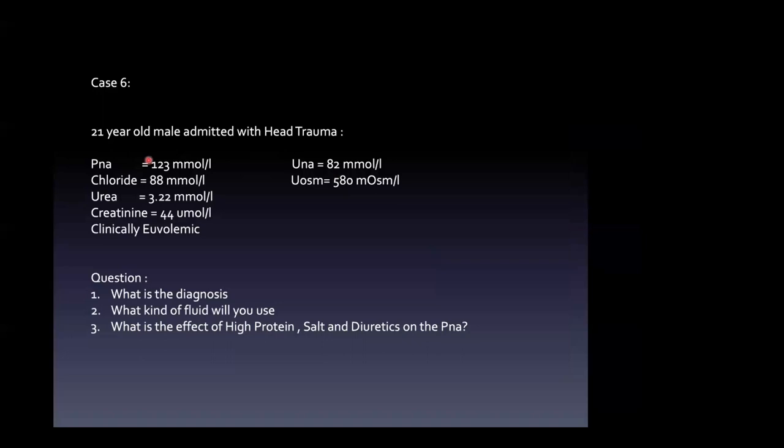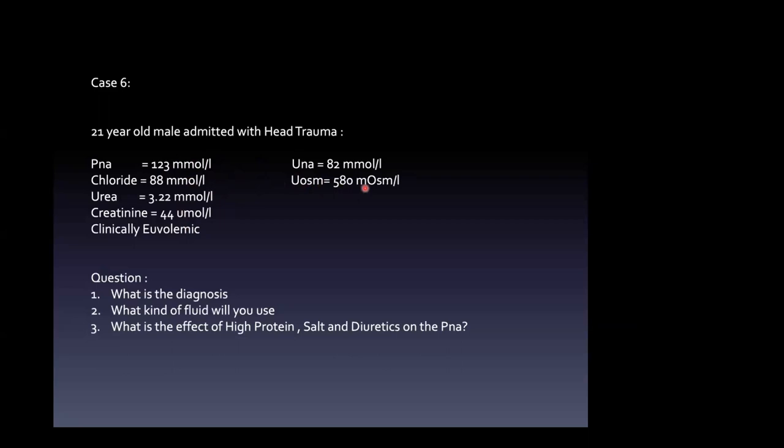Case number six is a 21-year-old male who was admitted with head trauma. And as I told you, if you have head trauma, two things come to mind: either SIADH or cerebral salt wasting syndrome. Now let's go to what went through my mind. Okay, plasma sodium is 123, so he has hyponatremia. Plasma osmolarity, I didn't put it, but I can tell you it was low. He had true hypotonic hyponatremia. His urine osmolarity was 580, so I know it is high.